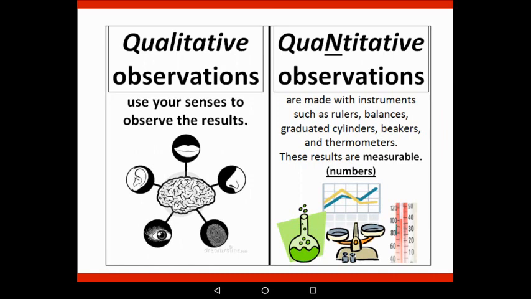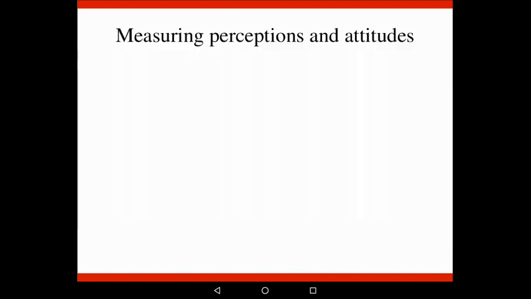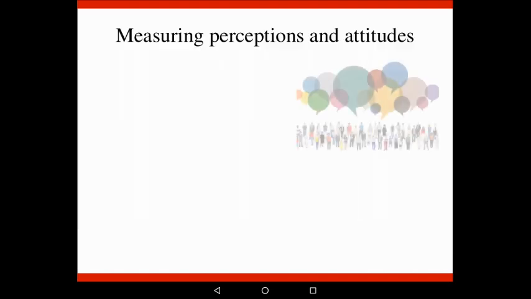Qualitative is you use your senses to observe the results, whereas quantitative is all about using instruments such as rulers and cylinders and beakers and etc. to measure the results, or a computer. Qualitative again is where people share their feelings. They use words like easy and awkward and efficient and confusing, whereas with quantitative it's all about numbers. How many people are this age? How many people said that, etc.